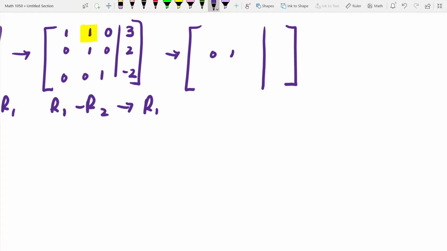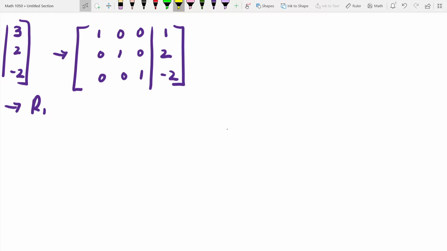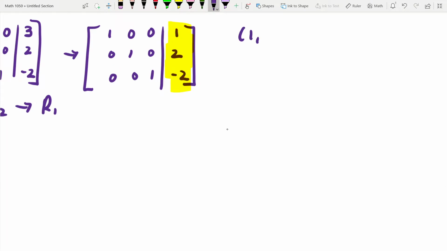You can recover from that. So row 2 doesn't change. Row 3 doesn't change. Let's go row 1 minus row 2. 1 minus 0, 1. 1 minus 1, 0. 0 minus 0, 0. 3 minus 2, 1. Guess what? We're done. See this side over here? Remember, that's your X, which is your answer. And you just write it as an ordered triple, like that, and you're done.